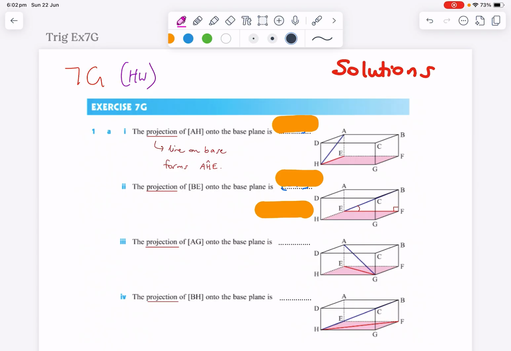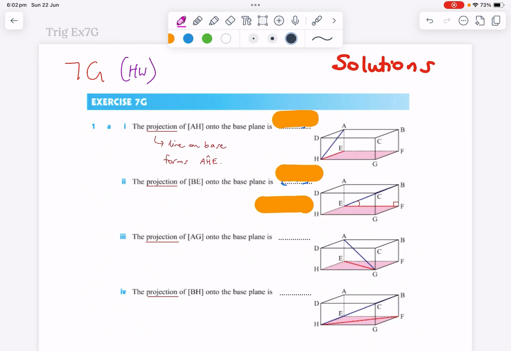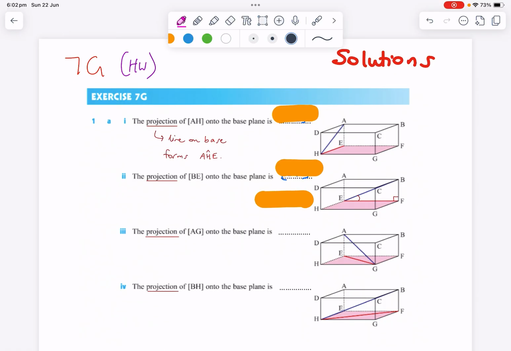Okay, so you've got your printouts, or you've downloaded it from VO on your iPad, and it will help to highlight the given lines so that you can see what angle you are actually looking for. So the first example in exercise 7G, question 1A, says the projection of AH. There's AH, highlight it if you need to, onto the base plane. Here's our base plane, it's shaded for you, very nice.